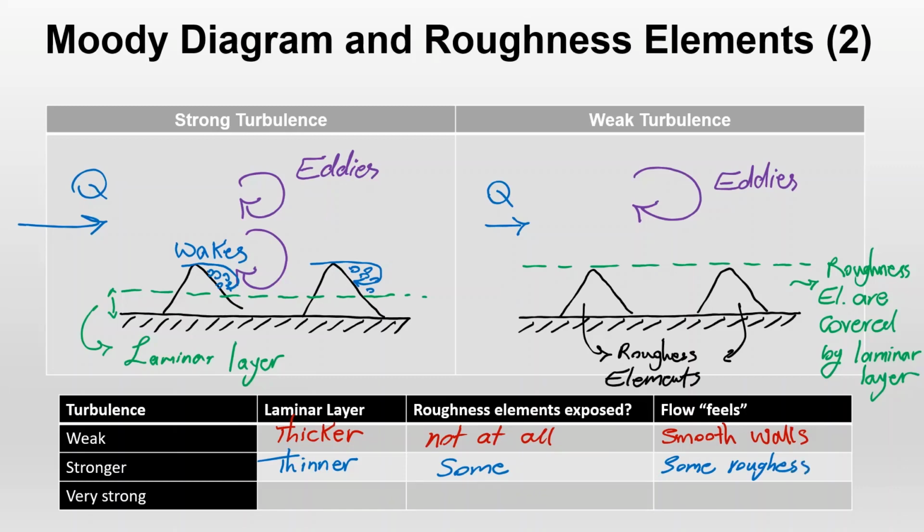And eventually, when you have a very, very strong turbulence, then your laminar layer is going to be very thin. Very thin. I'm going to change the color to something else. And then the roughness element is going to be almost entirely exposed. And finally, flow feels full roughness.